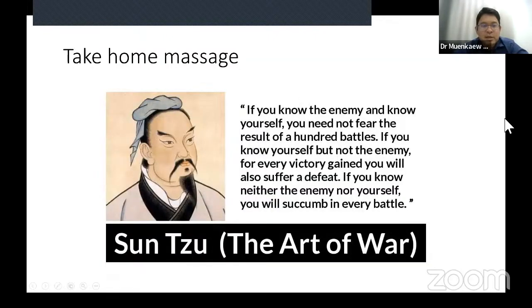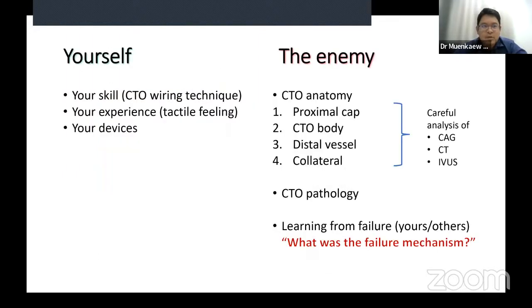So in this case, I didn't emphasize the technique, but I want to emphasize the philosophy of know your enemy and know yourself. Know yourself means you have to know your skill, your CTO wiring technique, and from your experience you can tell the feeling from the wire, and you have to know all of your devices. And for the enemy, I think don't jump into the fight unless you have carefully analyzed the angiogram and the CT and the IVUS about the proximal cap and the CTO body and the distal vessel and the collateral and the CTO pathology as well.